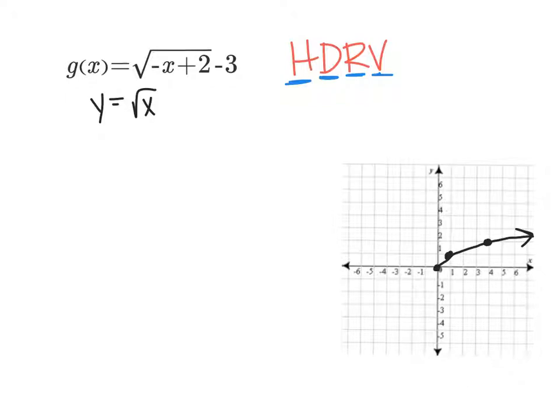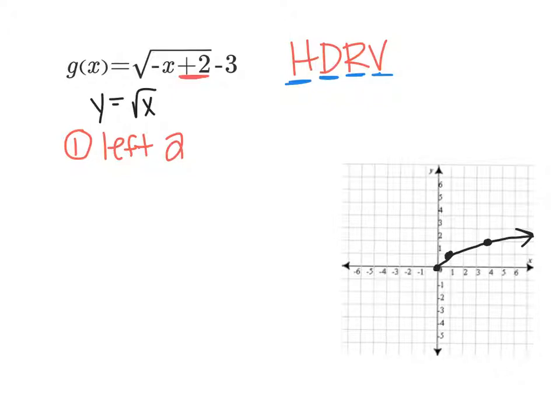Okay, so now that we have that, I'm going to look first at this function for a horizontal shift, and I see it here with the plus 2. So the first thing that would occur to the square root of x is it'd be shifting left 2. We said earlier that when you add a number to a function on the inside, you shift left.